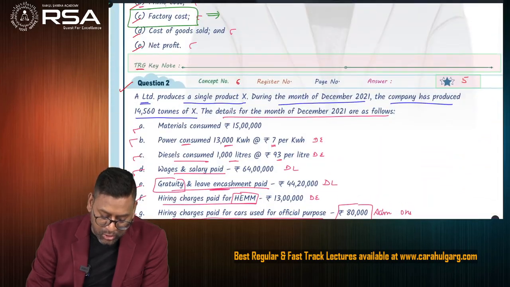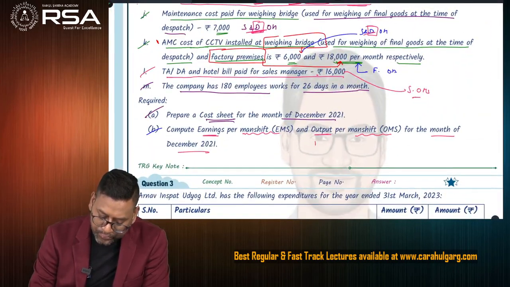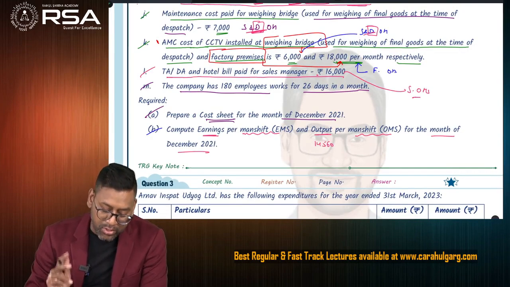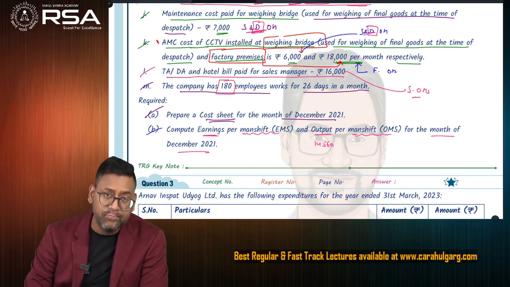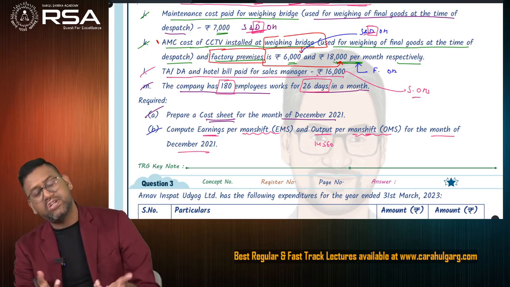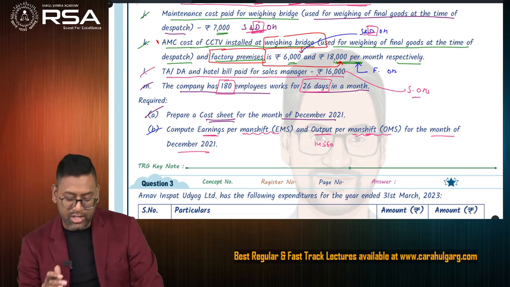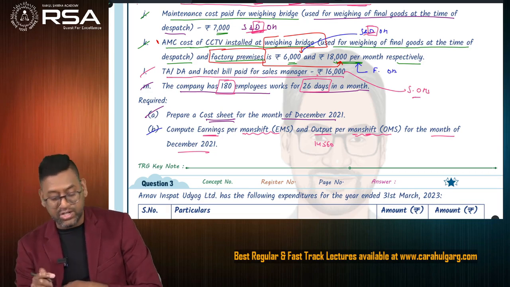Output per man shift, the total output is given, 14,560. That is correct, but it is a total. You have to find out per man shift. Now, if it had asked per man, I would have divided by 180. If it had asked per shift, as the factory is being run 26 days in a month and the question has not given any hint, we will safely assume there is one shift per day. We would have divided by 26 and got the output per shift, but it is asking per man shift.